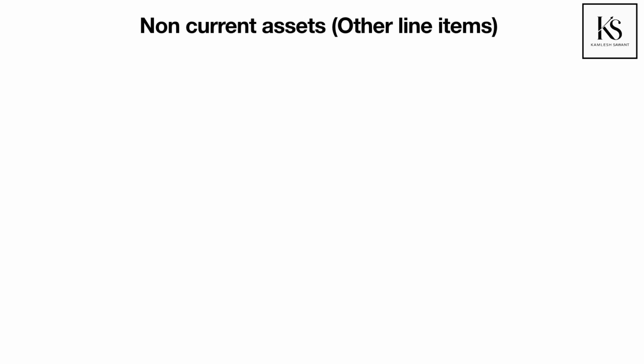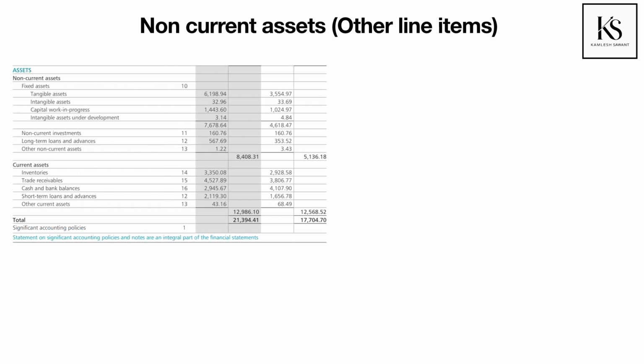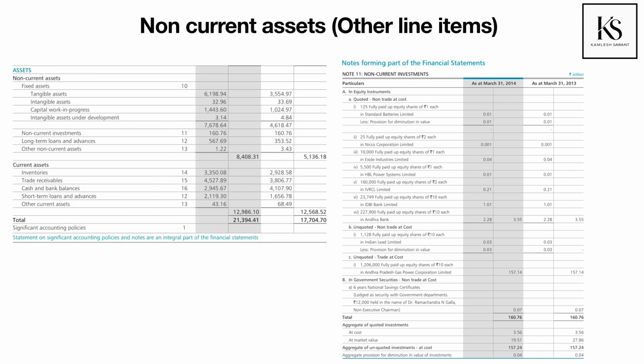Non-current assets, other line items. Besides the fixed assets, under the non-current assets, these are other line items as well. Non-current investments are investments made by ARBL with a long-term perspective. This stands at 16.07 crores. The investment could be anything: buying listed equity shares, minority stake in other companies, debentures, mutual funds, etc.